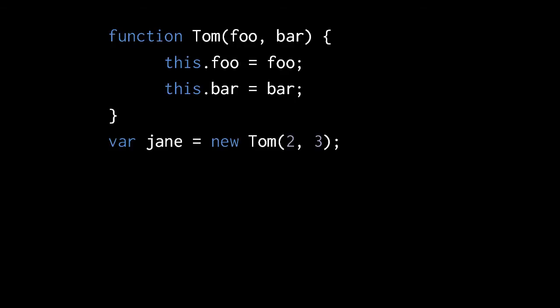So here, when we invoke this function Tom with the new operator, a newly created object is passed to the special parameter this, the object then gets assigned two properties, foo and bar, and the newly created object is returned and assigned to the variable Jane.